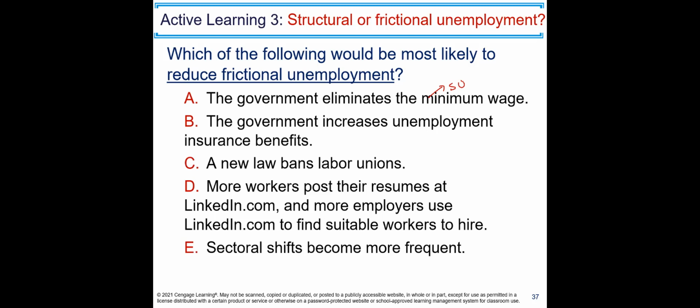The second one, the government increases unemployment insurance benefits. Increasing UI actually increases frictional unemployment. Why? Because people take more time, because they have money, to find a job that fits their skills. A new law bans labor unions. Remember, unions increase the wages above the equilibrium, therefore it causes structural unemployment.